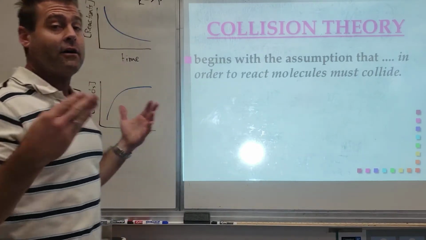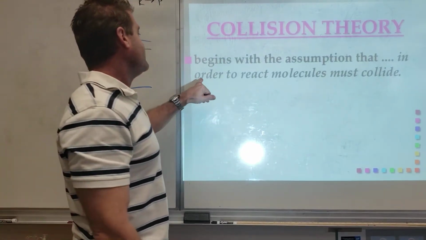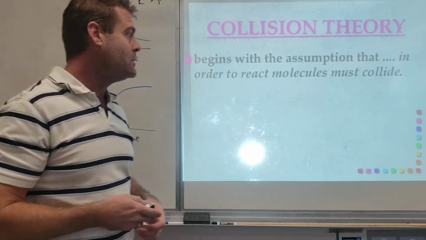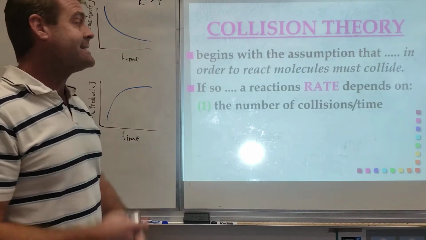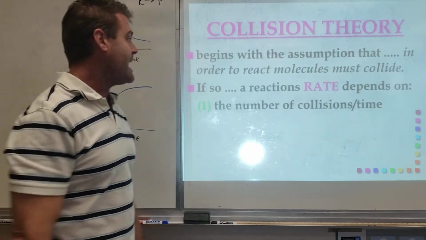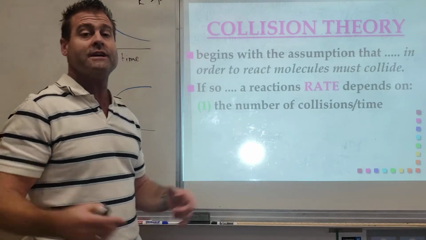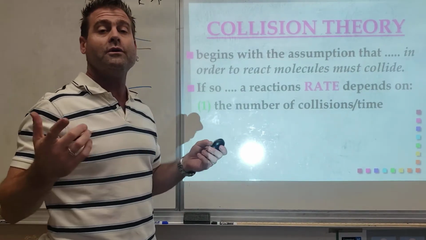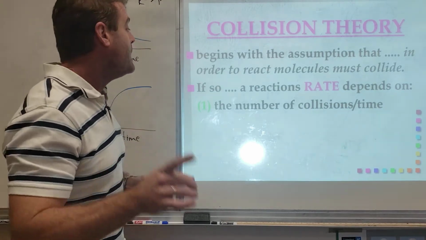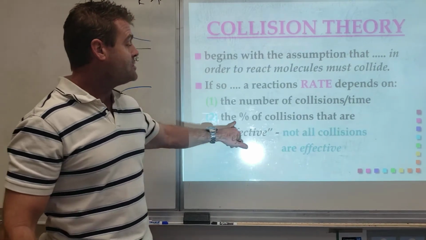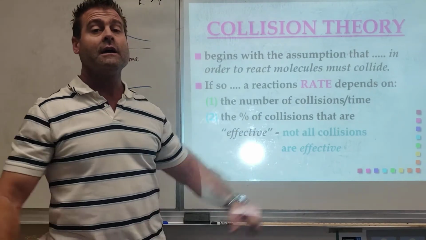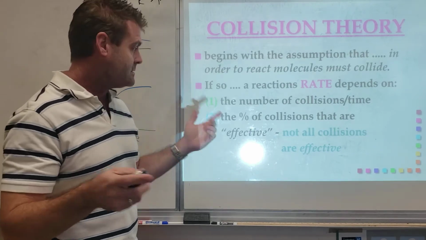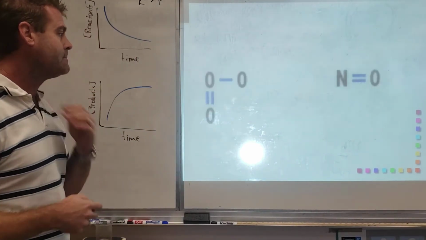So collision theory, I kind of already made mention of that. The theory is that in order to react, molecules must collide. They have to come in physical contact with each other. So if that's the case, the rate of a reaction, how fast a reaction happens, is going to depend on the number of collisions per time. Wouldn't you agree? If you have more collisions between molecules, you would have an increase in the reaction rate. But there's also another factor, the percentage of collisions that are effective. Because just because molecules collide doesn't necessarily mean they're going to effectively react. So let's look at an example of that.